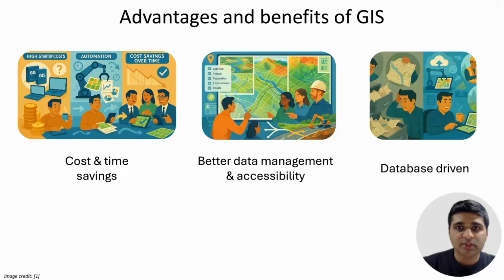Another advantage is better data management and accessibility. A paper map gets damaged, is hard to update, and takes a lot of time and space. GIS stores everything digitally, making it easier to update, share, and access anytime. With internet-based GIS and mobile applications, even field workers or citizens can use maps directly on their devices.